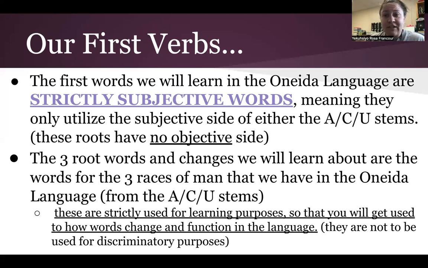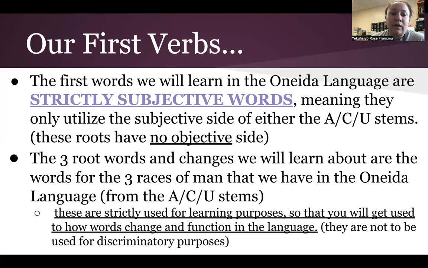Strictly focus on the patterns and how pronouns are attached to root verbs. These are strictly subjective verbs, meaning they only utilize the subjective side of the A, C, and U stems. These three roots don't have an objective side. But be mindful, basically every other verb in our language does. These are real simple verbs. Very simple. They get you familiar with how verb conjugations go.